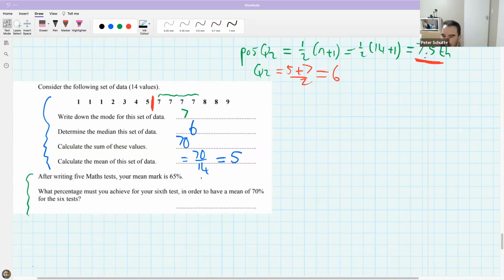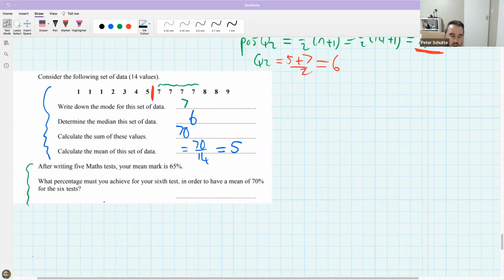So a little something to sweeten the question. After writing 5 maths tests, so this is a different question, your mean mark is 65%. What percentage must you achieve for your 6th test in order to have a mean of 70% for 6 tests?